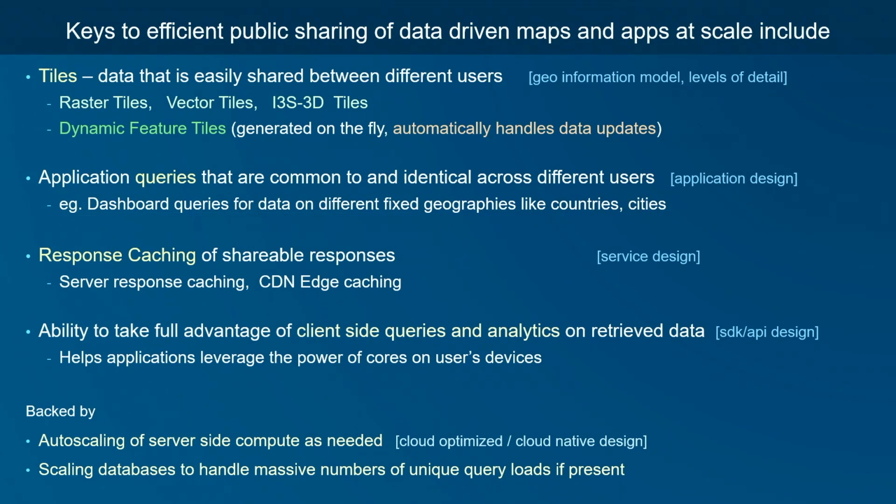And then we see response caching of shareable responses. So the server does its own response caching, and the CDN does its caching at the edge. I'll show this in a second. And then once it's on the client, you have the ability to take full advantage of client-side queries and analytics on the retrieved data. It helps applications leverage the power of the cores on users' devices.